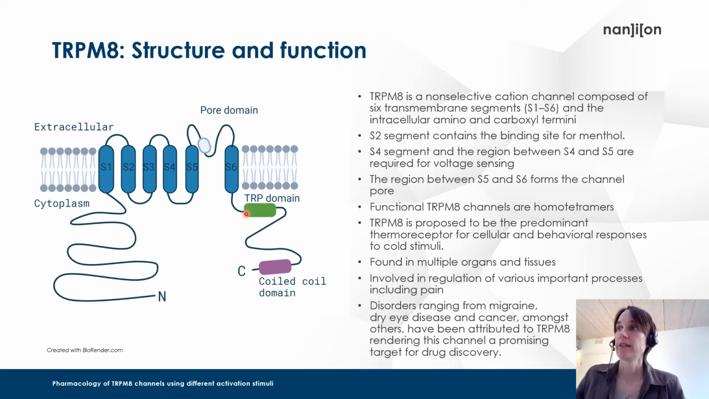The TRP domain at the carboxyl terminus is important for temperature-dependent channel opening and for channel activation by PIP2 and menthol. The coiled-coil domain at the carboxyl terminus of the TRPM8 protein has been implicated in its oligomerization. TRPM8 has been proposed to be the predominant thermoreceptor for cellular and behavioral responses to cold stimuli and is involved in various important processes, including pain. It is a potential therapeutic target for migraine, dry eye disease, and cancer, amongst others.